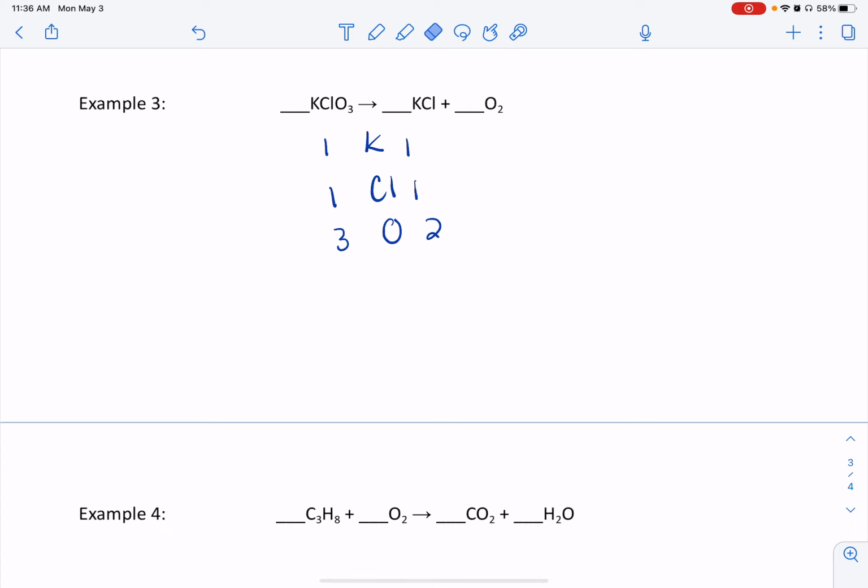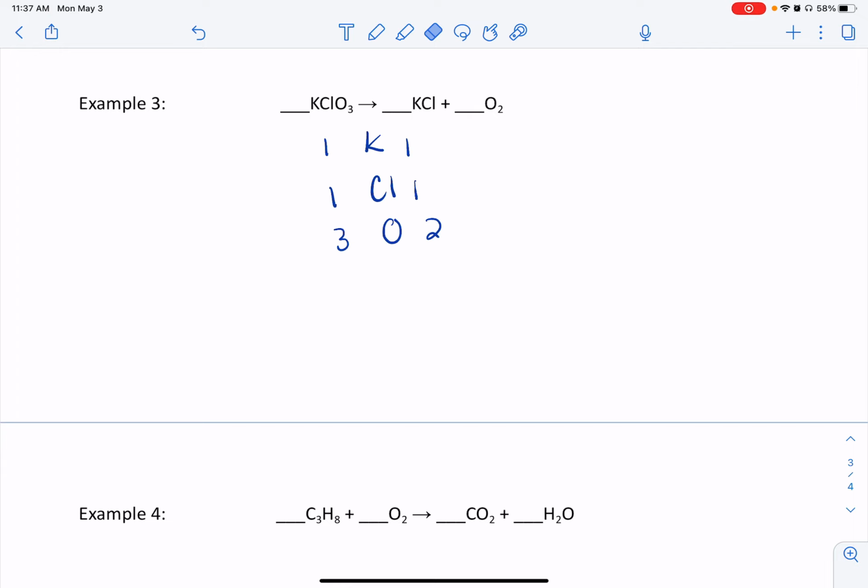Okay, so now my potassium and chlorine are already balanced, so I'm really looking at balancing this oxygen. And I have 3 on the left and 2 on the right. And so I see this little problem here that there's not going to be any whole number times 2 that gives me 3. So sometimes when we want to do that, we want to look for this least common denominator type thing. So it helps to find the multiple of these that is common, right? And so that is actually going to be 6. So we want to end up with 6 oxygen on both sides.